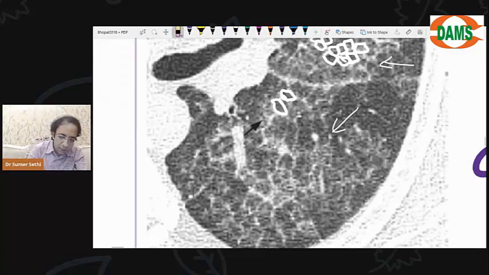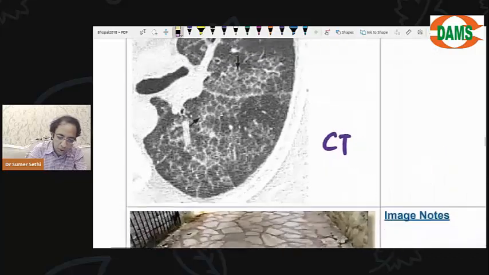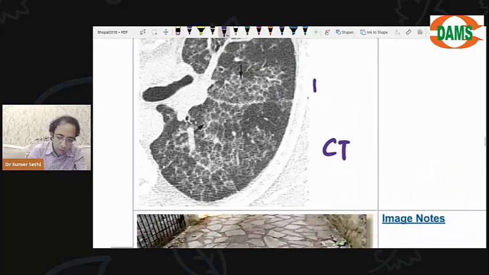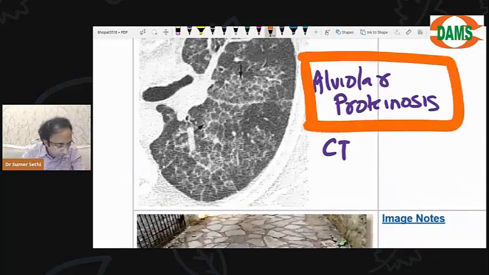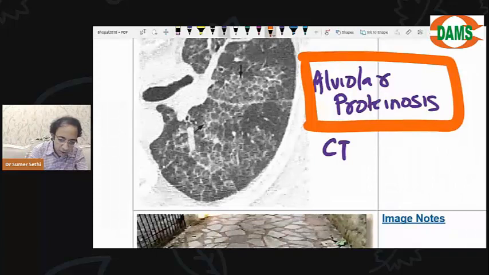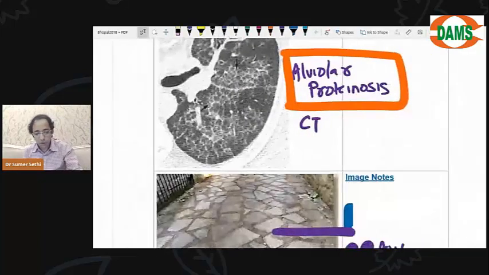Crazy pavement appearance on a CT scan is seen in alveolar proteinosis, where you have a macrophage disease leading to accumulation of surfactant. But don't forget, the same finding can also be seen in COVID pneumonia. Very good. So I can see many of you are able to answer this. Okay. Now, very intelligent students.